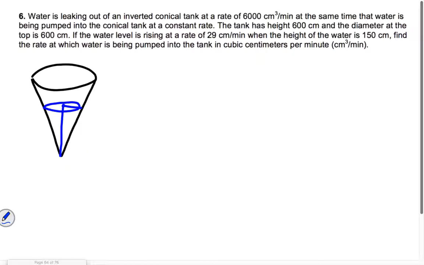Okay, I know this can be overwhelming. The first time I saw this problem, it was overwhelming for me. I was like, oh, there's too many numbers. Okay, so here's the easiest thing to do: identify what we have.